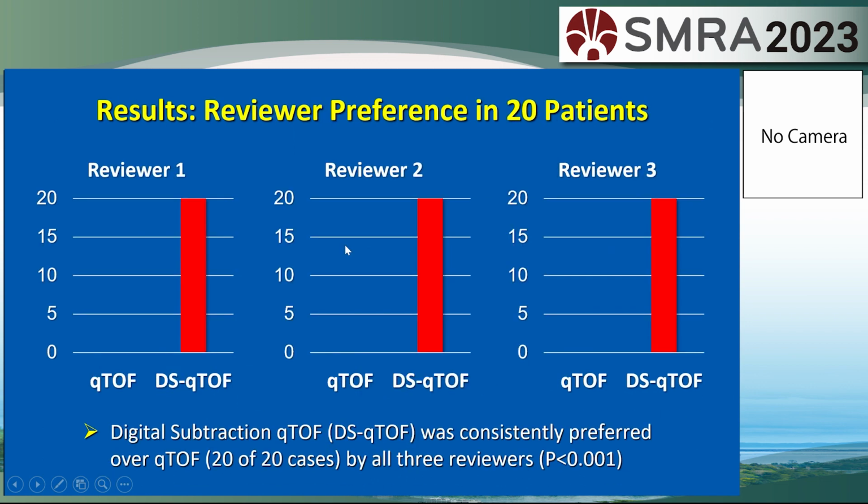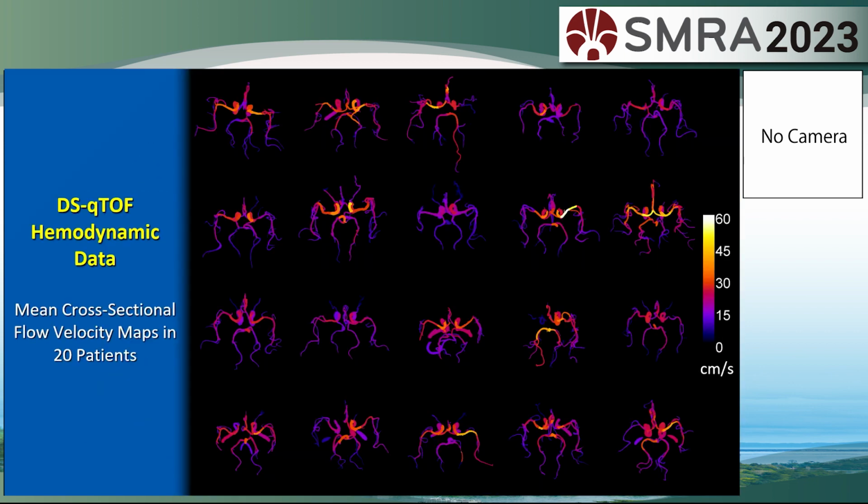When we looked at reviewer preference, so we had 3 readers, we found that this digital subtraction quantitative time of flight was consistently preferred over standard quantitative time of flight in all 20 cases by all 3 reviewers. And although not the focus of this study, it's important to note that we also obtained quantitative hemodynamic data with this digital subtraction quantitative time of flight technique. And this slide shows a montage of mean cross-sectional flow velocity maps on an arterial segmental basis in all the patients that were included in this study.